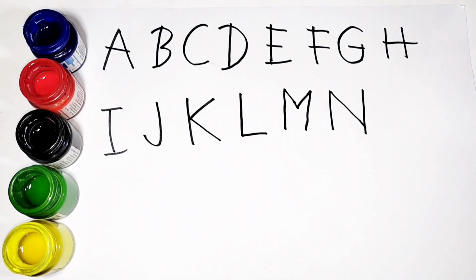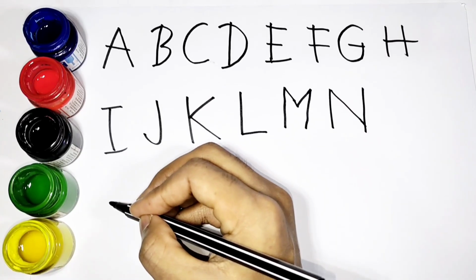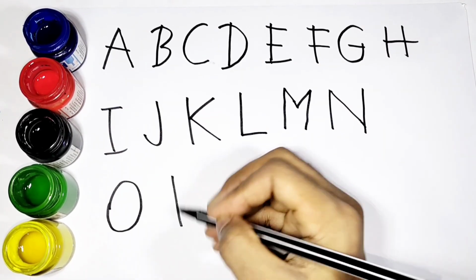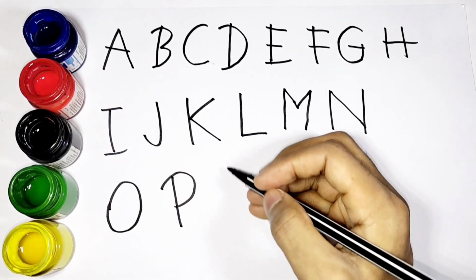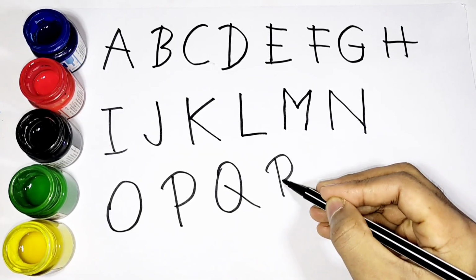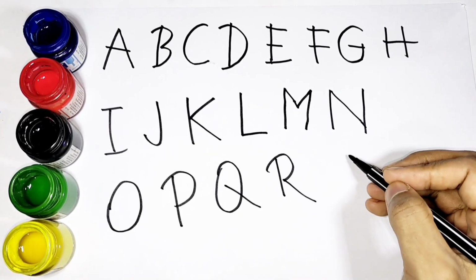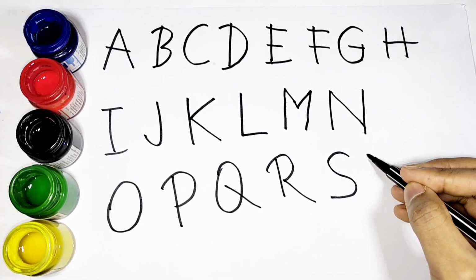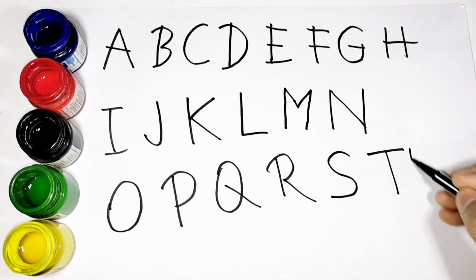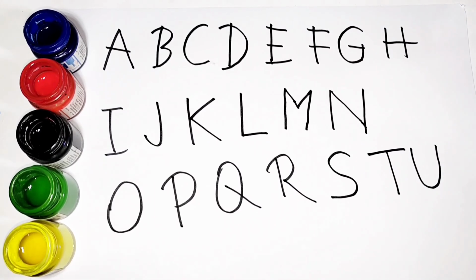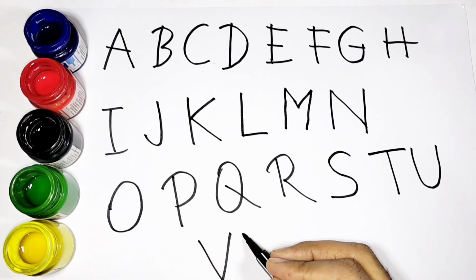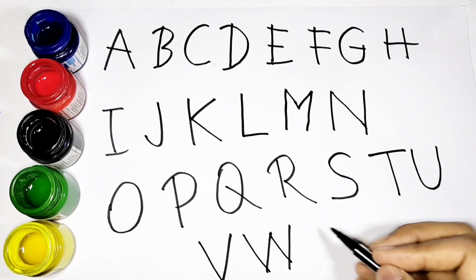The next one is N for nose, N for nest. O for octopus. P for parrot. Q for queen. The next one is R for rose, R for rice. S. T. Kids, now we'll draw U. U for umbrella. The next one is V. V for van. The next one is W.